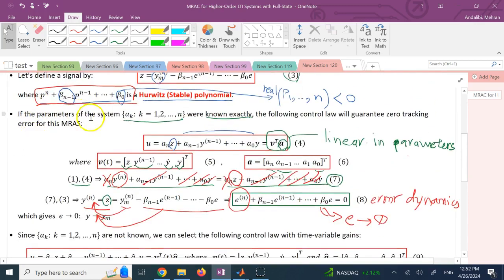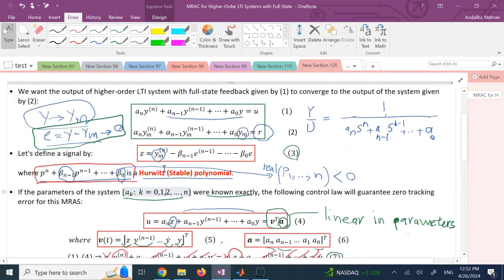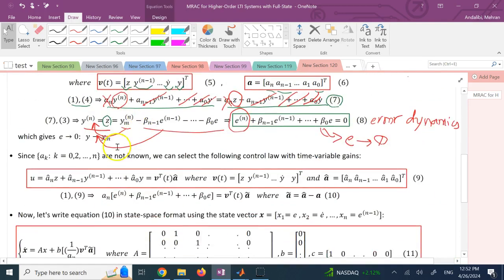And actually it's not k from 1 to n, it's k from 0 to n. So let me modify that to make it right. It's from 0 to n, okay? Because you have from a naught, as you can see, all the way to an. Now, let's say we don't know these parameters. Now what? What would you pick for control signal?